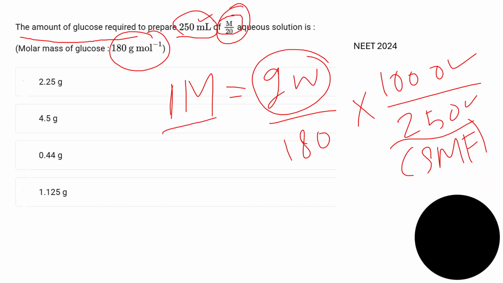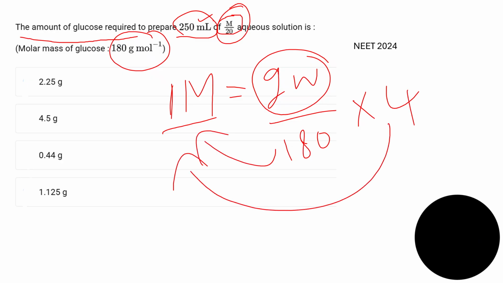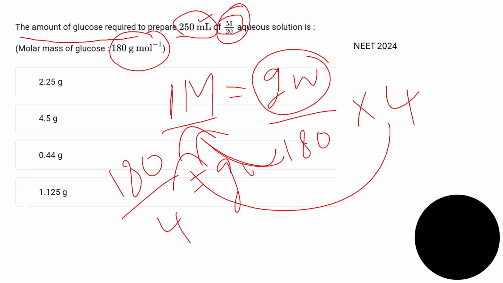For 1 molar, what is the answer? Let's solve this. 1000 divided by 250 will give 4. Here the answer is 4. Then 180 goes in the numerator and 4 goes down, which is equal to the given weight. This is the given weight of the substance. 180 divided by 4 will give 45.